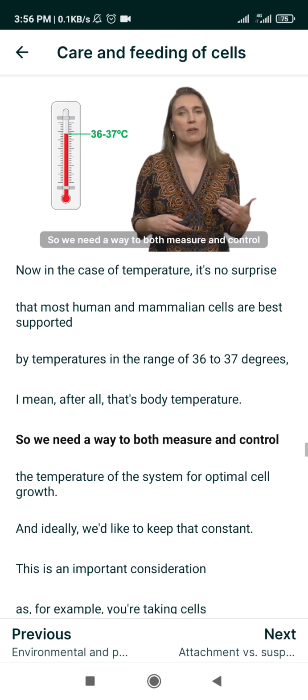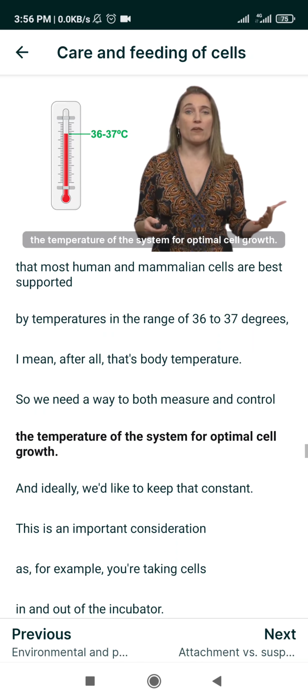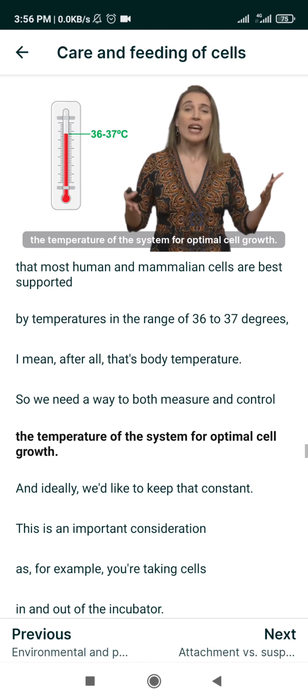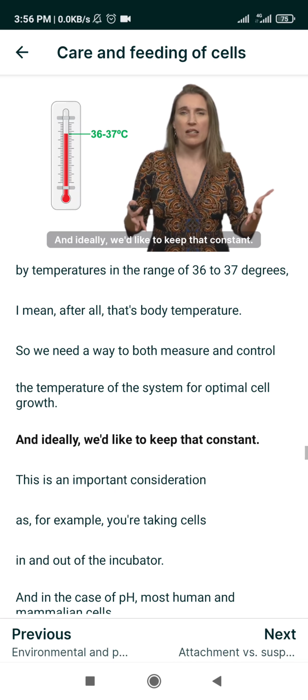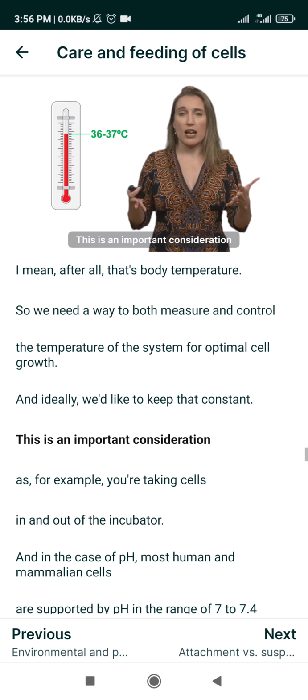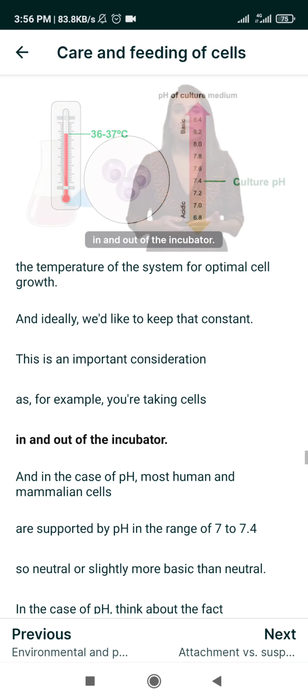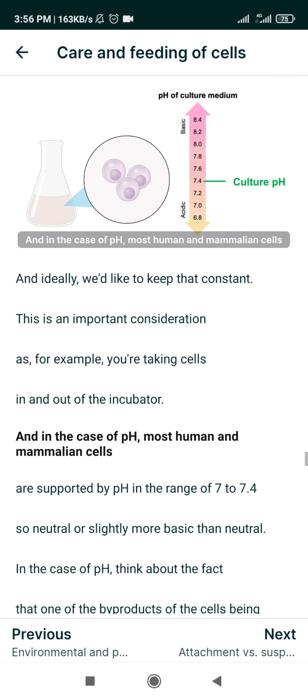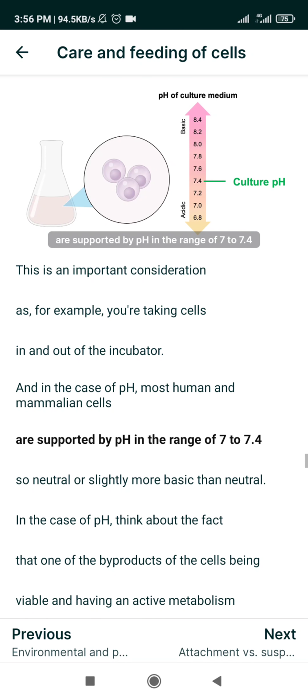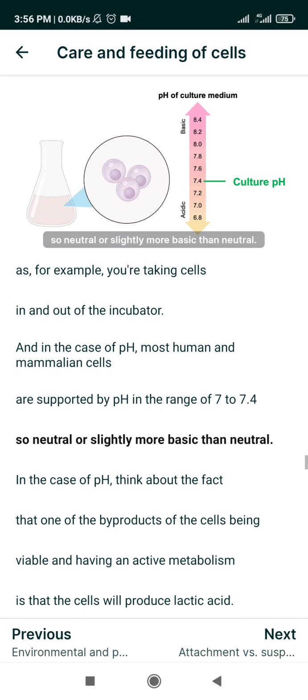I mean, after all, that's body temperature. So we need a way to both measure and control the temperature of the system for optimal cell growth. And ideally, we'd like to keep that constant. This is an important consideration as, for example, you're taking cells in and out of the incubator. And in the case of pH, most human and mammalian cells are supported by pH in the range of 7 to 7.4, so neutral or slightly more basic than neutral.